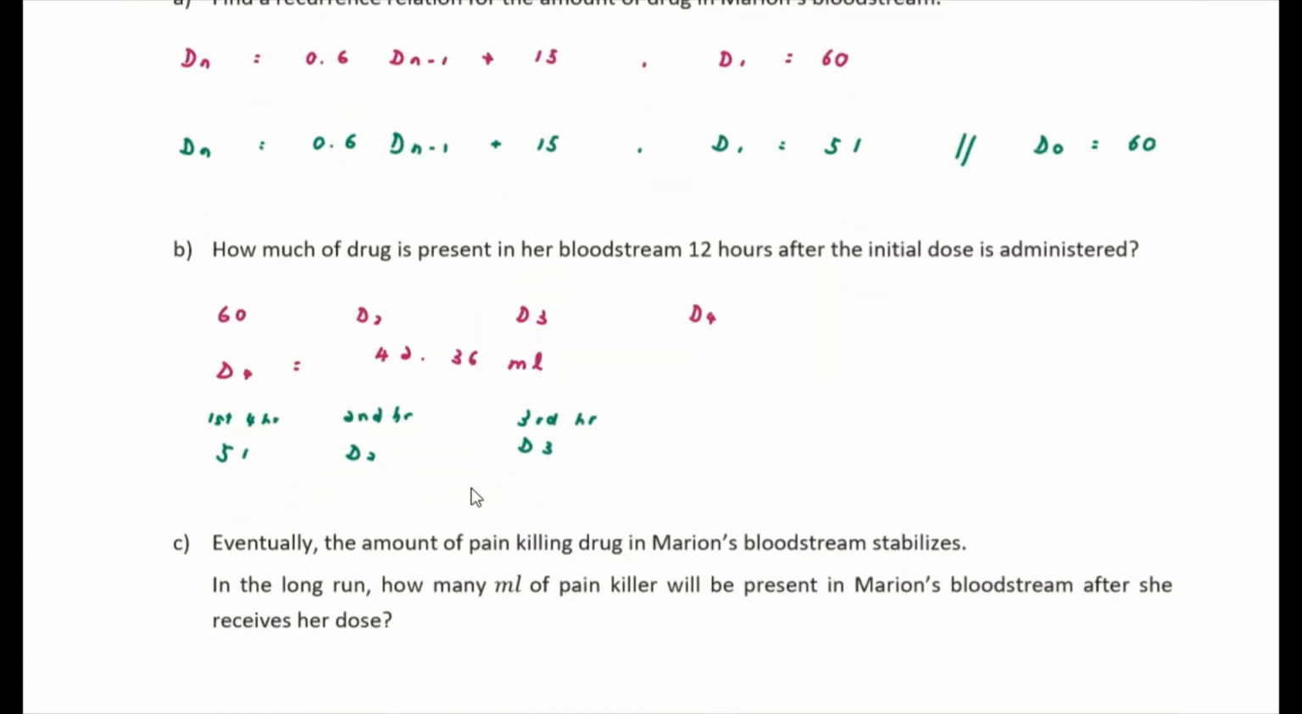So in this case, what we are going to find is our D3. When you generate another sequence where your D1 is 51, you are going to get the exact same amount, which is 42.36 ml. So like I said, the important thing is that you understand what you are doing, because at the end you are still getting the same answer.